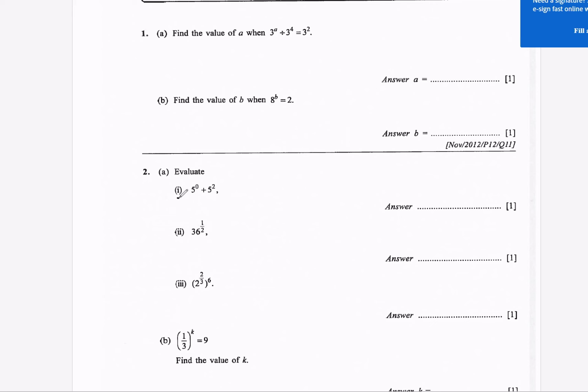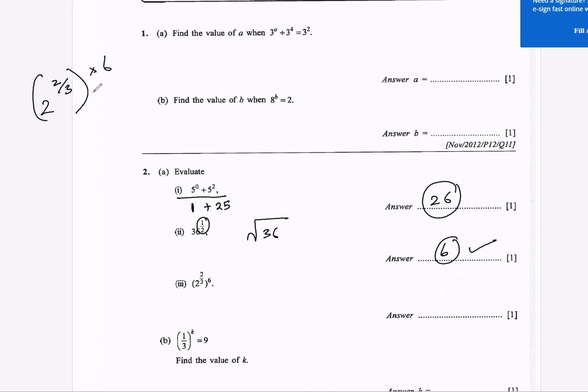Next question is very easy. 5 power 0 plus 5 square. 5 power 0 is 1. 5 square is 25. So 26 is your answer. 36 power half is the square root of 36, which is 6. Now in this 2 power 2 over 3 times 6, what's happening is basically this 6 is in multiplication with this 2 over 3. 3 times 1, 3 times 2 is 6. 2 times 2 is 4, right?